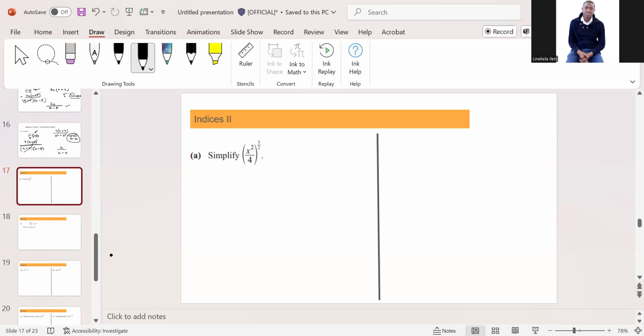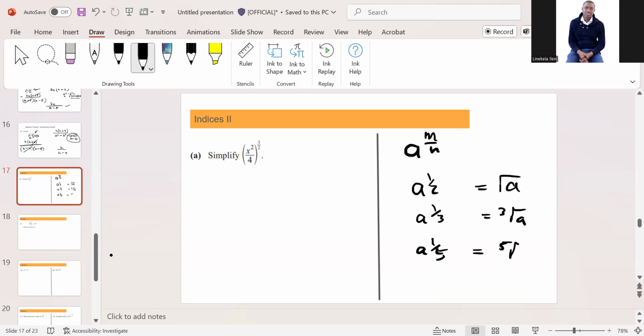So a fractional index really comes in this form, like saying a to the power of m over n. But to really understand these things, you must understand your roots. Say, for instance, a to the power of a half is the square root of a. If I say a to the power of a third, it is the cube root of a. A to the power of a fifth is the fifth root of a. This rule literally means the following.